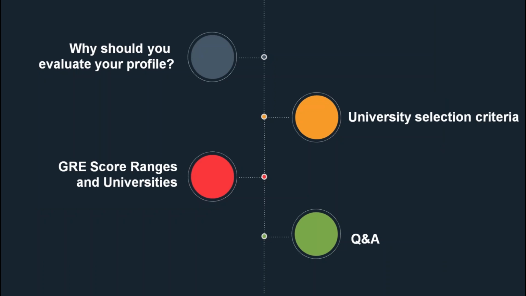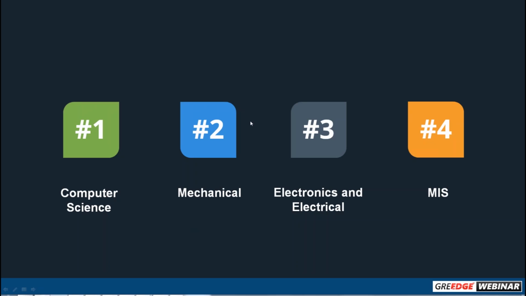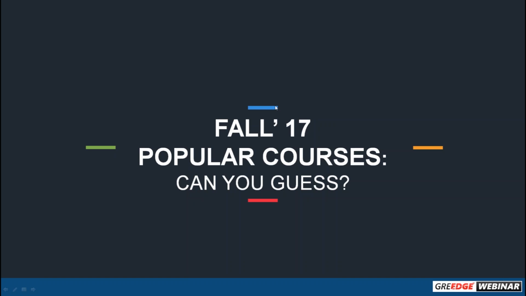I'll make sure I run very fast till GRE score ranges and university. We'll have a detailed question and answer session. Okay. Can you guys tell me which would be the popular courses? Which are the usual popular courses people are applying for?